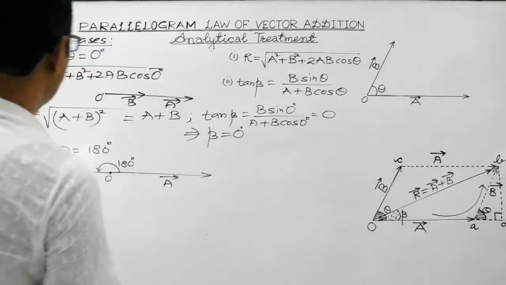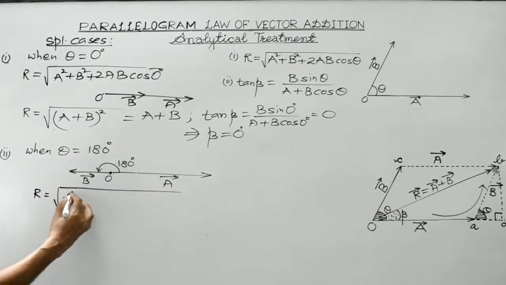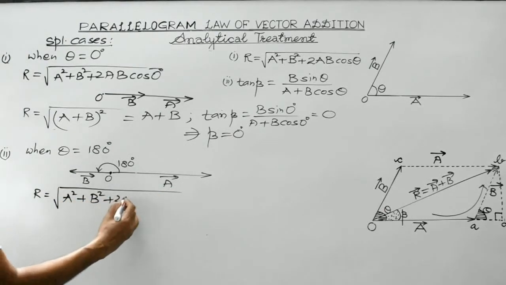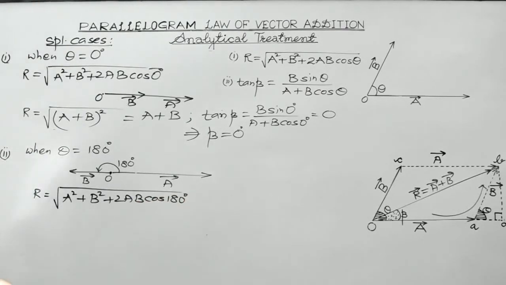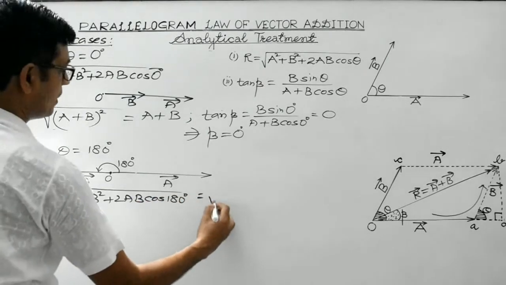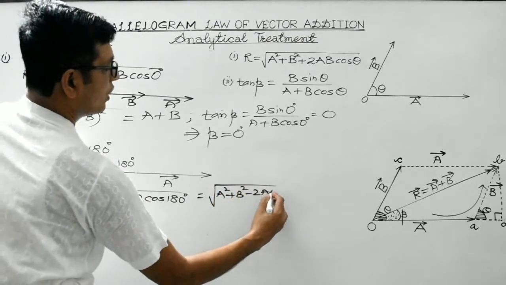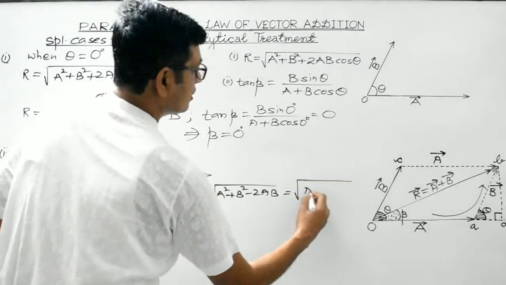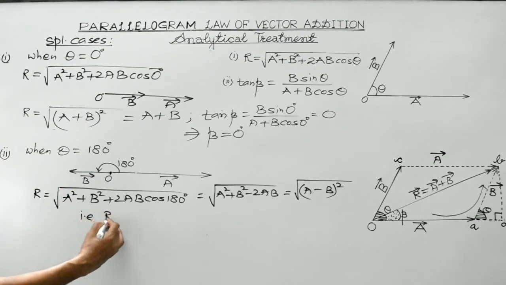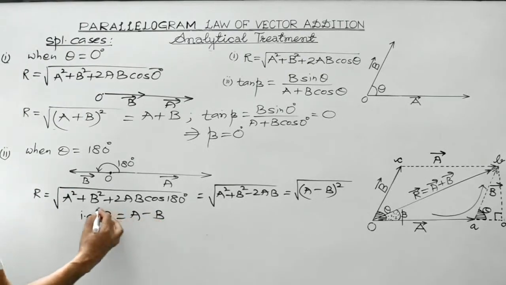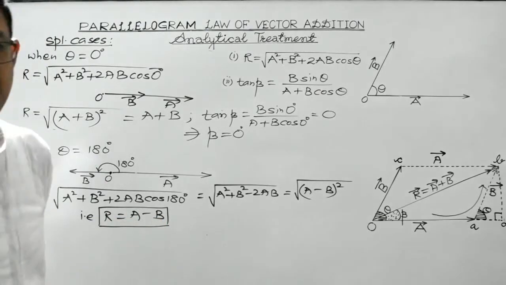So, here the magnitude would be given by square root of A square plus B square plus twice AB cos 180 degree. Cos 180 degree is minus 1, so it may be written as square root of A square plus B square minus twice AB. So it can be further written as A minus B whole square. That is, resultant would be given by A minus B. Here, A is considered to be greater than B.